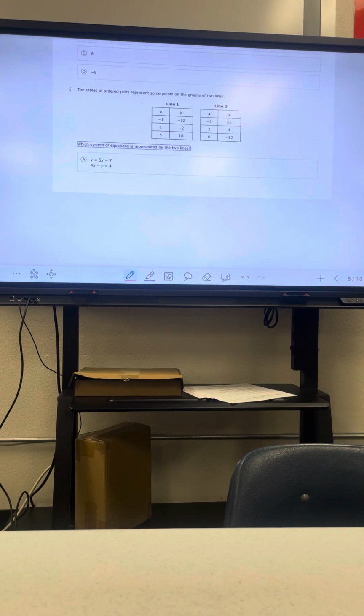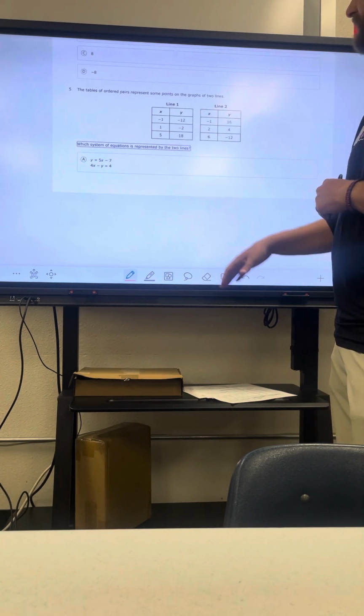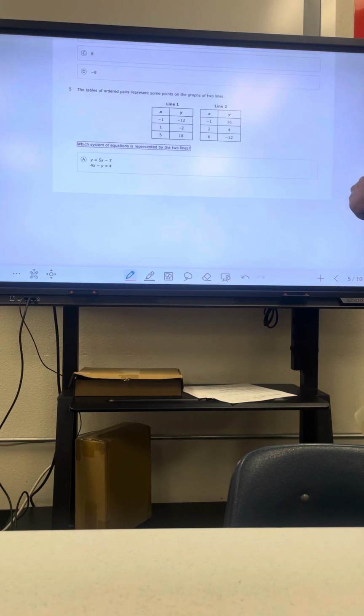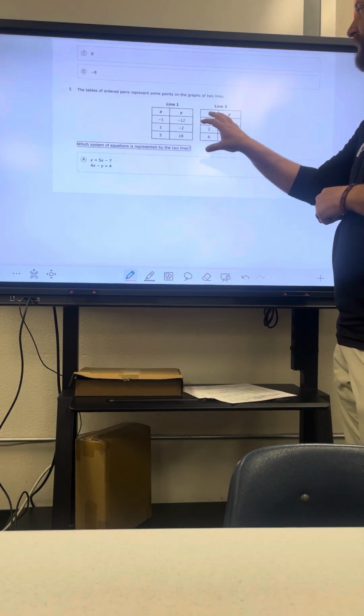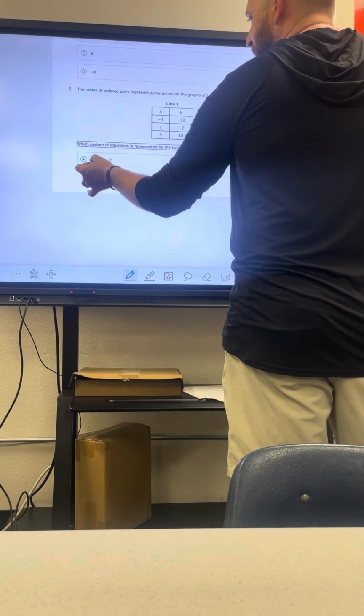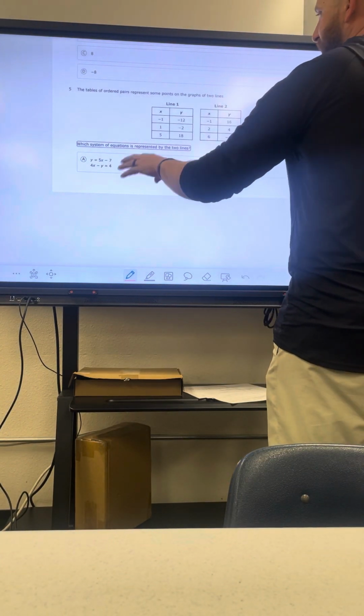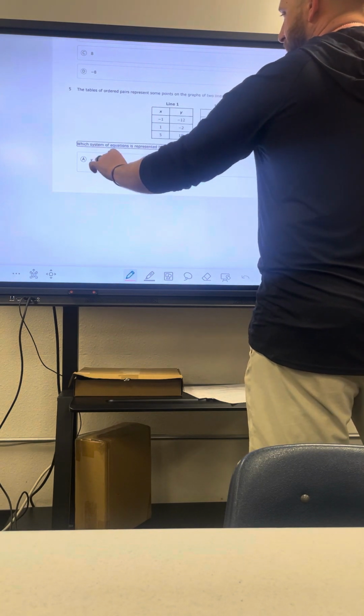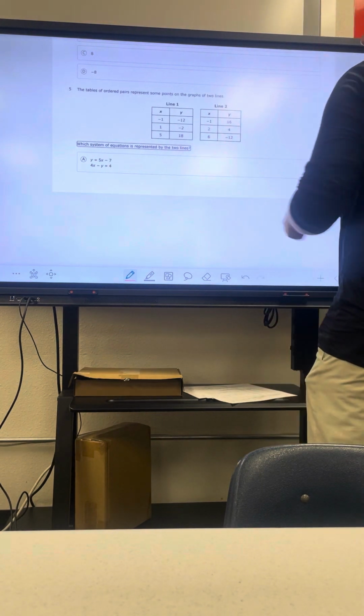Question 5, it has these tables. Okay, so again, it says which system of equations is represented by the two lines. You're going to want to graph these, okay, and then you start doing the same format. Now, be careful here because one of the equations is already set up for you, so that gives you a 50-50 shot. Start typing in the first equation here, and you should be able to match it.